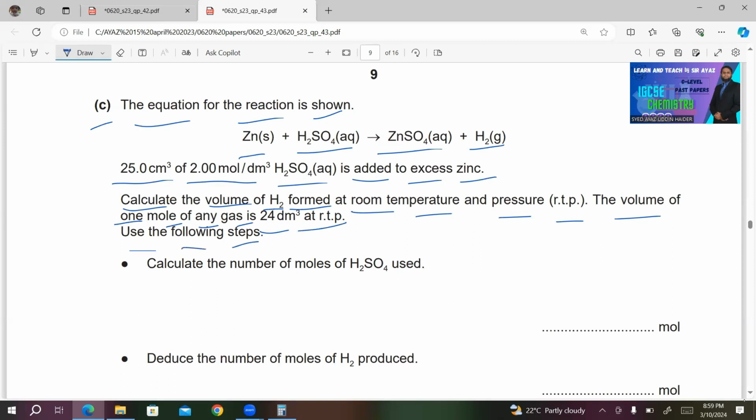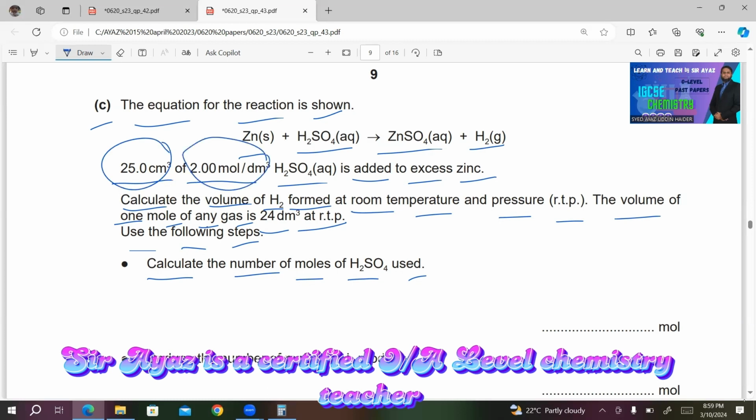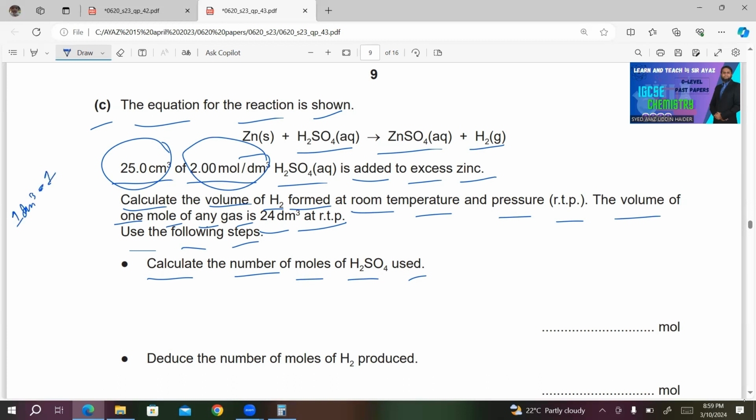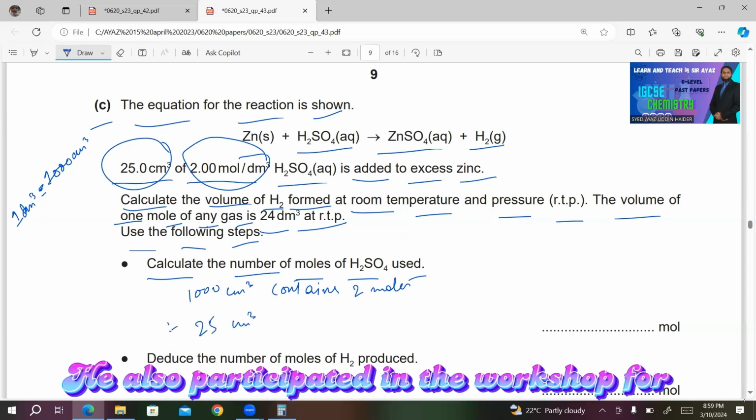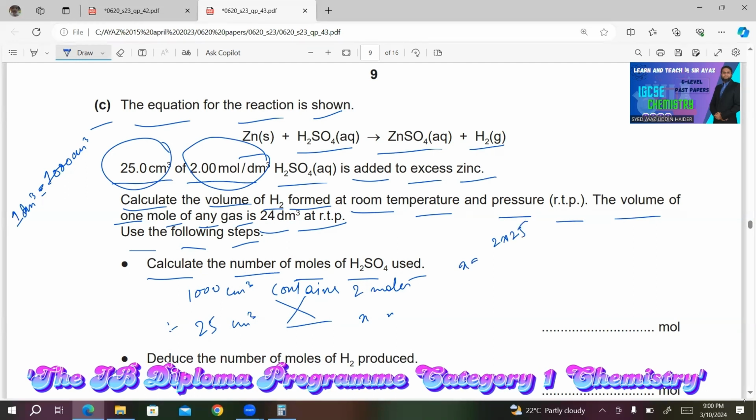Use the following steps. Calculate the number of moles of H2SO4 used. So we have a volume of H2SO4 given as well as the concentration. So you should know that 1 dm cube is equal to 1000 centimeter cube. So you write 1000 centimeter cube contains 2 moles. Therefore, 25 centimeter cube contains X moles. So X is equal to 2 multiplied by 25 divided by 1000.